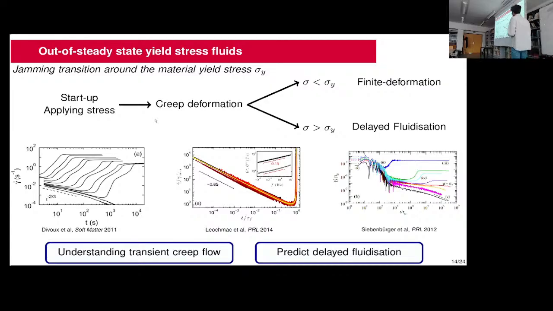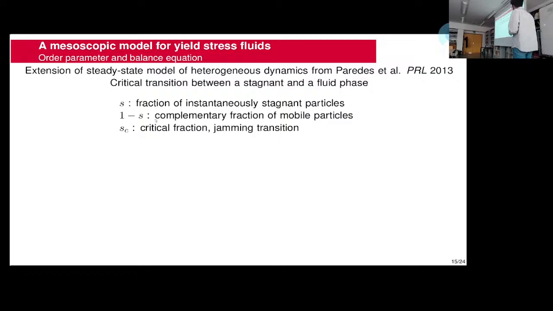So what we want to understand is the origin and what controls the scaling of the creep flow and being able to predict the time to fluidization. So to do that, we developed a mesoscopic model for the description of yield stress fluids. It's actually an extension of a steady state model from more than 10 years ago from my colleague Thijs Michels. And it's based on the description of heterogeneous dynamics around the jamming transition.